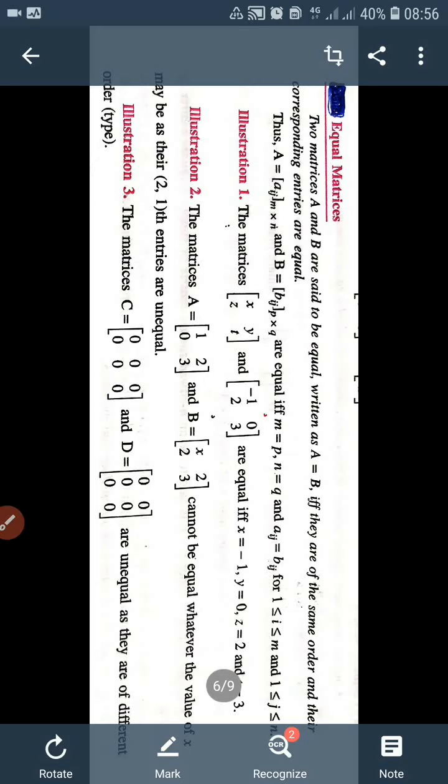Dear student, in the previous lecture we studied types of matrices. Today we will study equal matrices and some examples. Now, equal matrices.